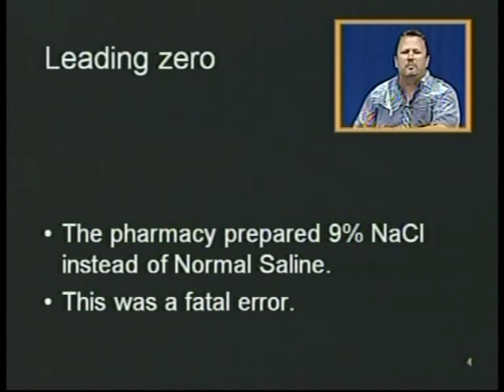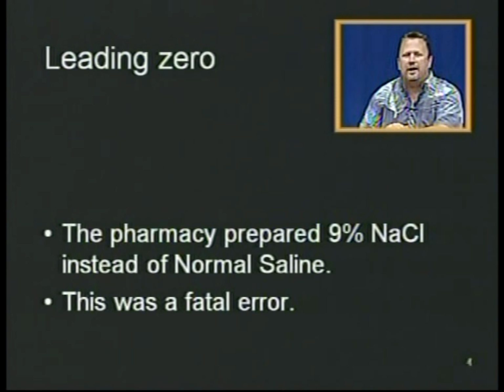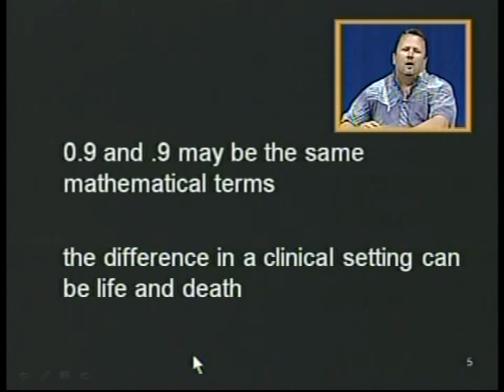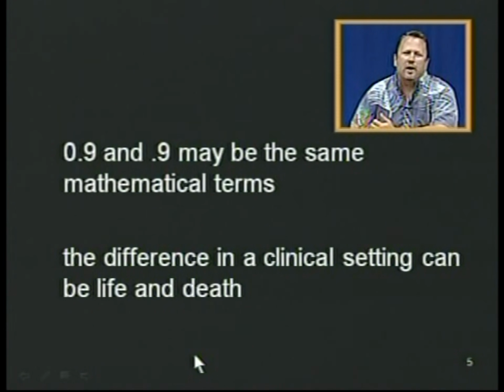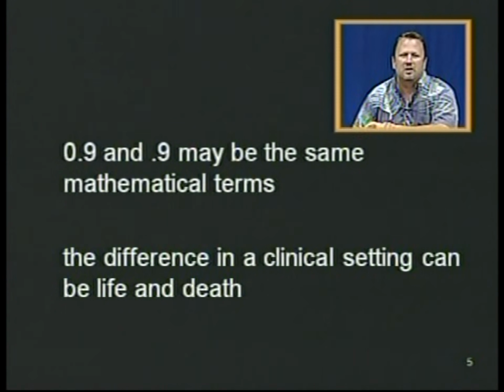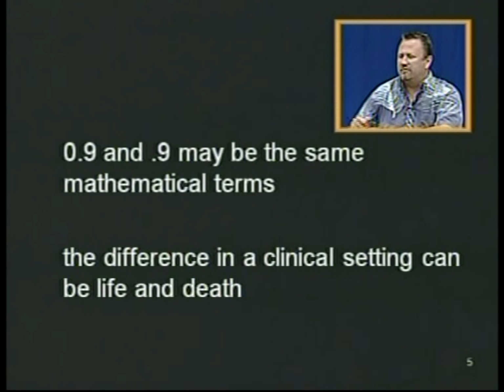So the pharmacist prepared a 9% sodium chloride solution, 10 times the amount of salt in this solution. And you'll never see anybody get a 9% sodium chloride solution. And so this turned out to be a fatal error, all because of a missing 0 in front of a decimal point. So in your math class, .9 and 0.9 might be the same thing to them, and it is the same thing in mathematical terms. I won't argue that. But in a clinical setting, the difference between .9 and 0.9 can be the difference between life and death. And so it's very important that your decimal points have leading zeros.